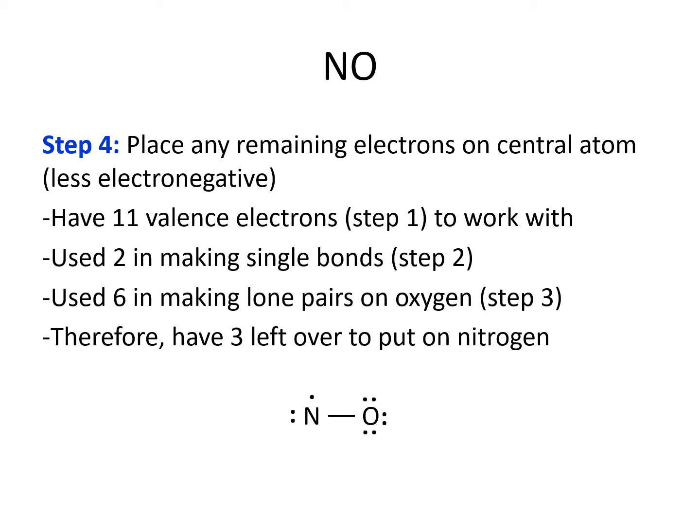Step 4. Place any remaining electrons on the central, least electronegative atom. We started with 11. We used 2 making the single bond and 6 making the lone pairs on oxygen, so that leaves 3 left over to put on the nitrogen. We put 1 pair and 1 single dot.